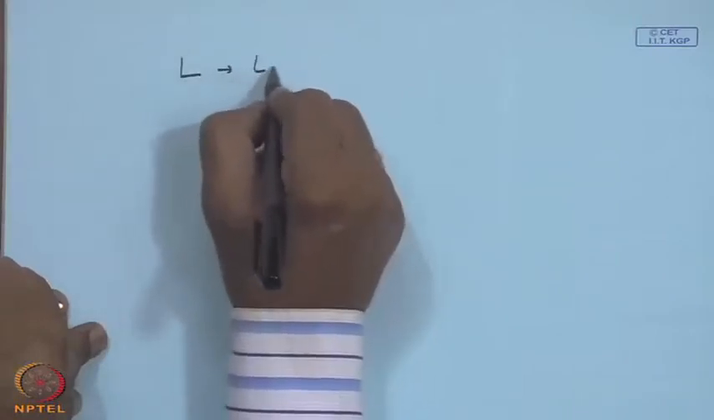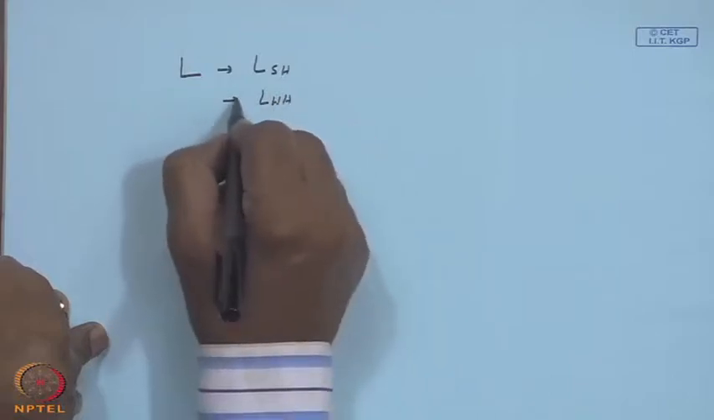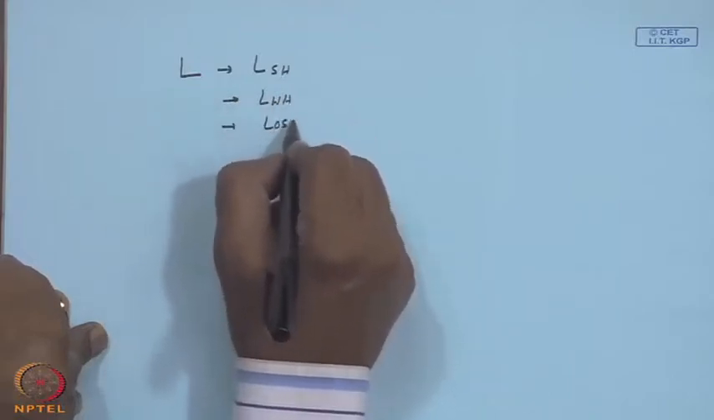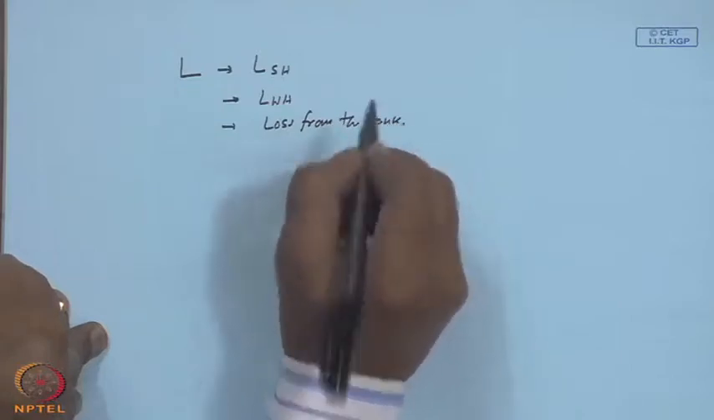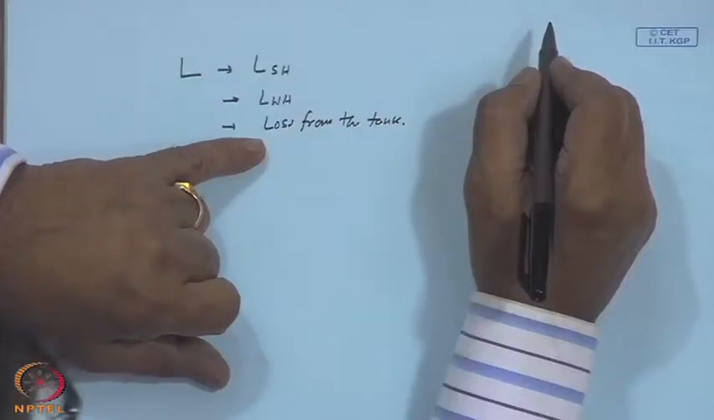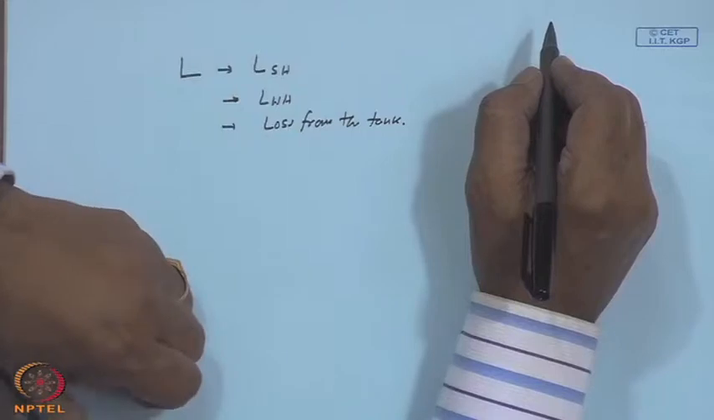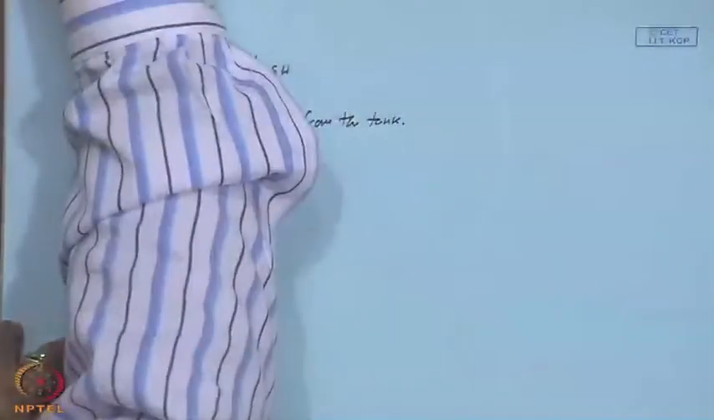So, load in general may consist of space heating load and water heating load and loss from the tank. Water tank, there will be a certain loss taking place. So, that is also a part of the load to be met by the system. Of course, at times this loss may be contributing to heat your room, then we will not take into account. So, we will go one by one how to calculate these things.